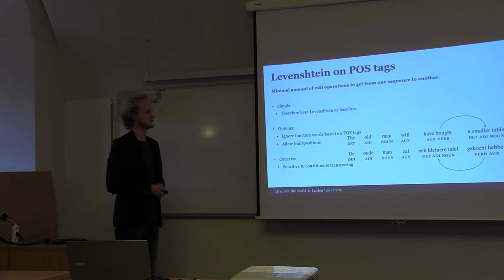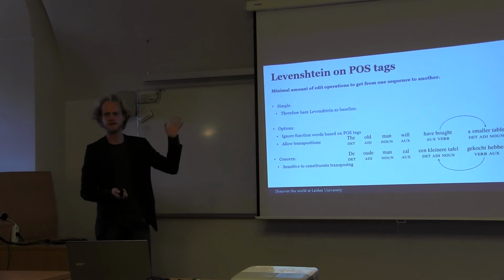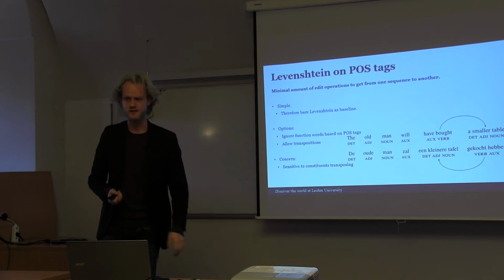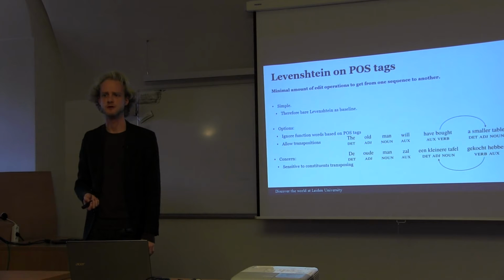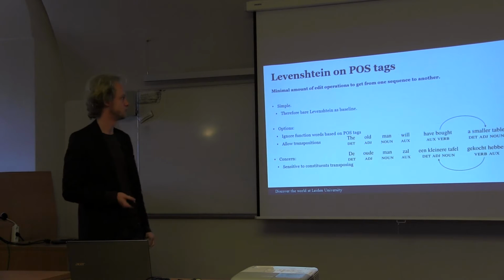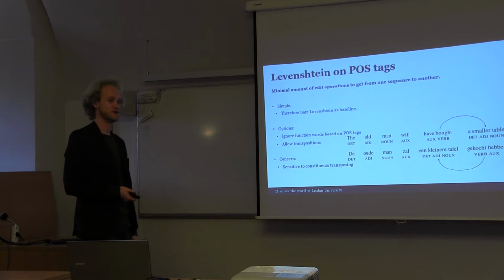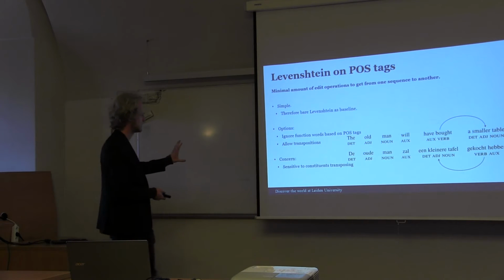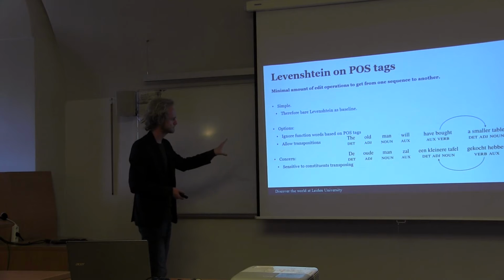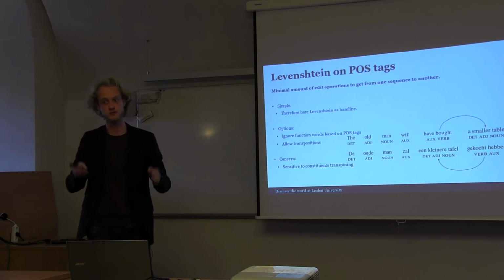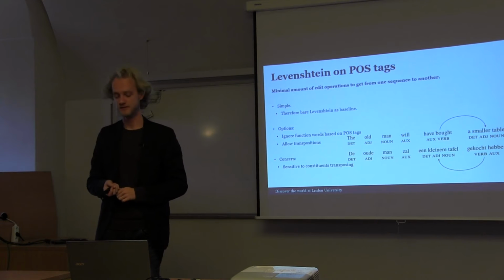So the Levenshtein distance on the part-of-speech tags, this is the minimal amount of edit operations to get from one sequence to the other, and it's a very well-established measure in computational linguistics, so we thought, therefore, the bare Levenshtein distance, we should use this as a baseline, because anything should work better than this. And we also tweaked it a little bit with some options where we ignored function words based on the part-of-speech tags, and also whether or not to allow for transpositions, which isn't normally the case for Levenshtein distance.